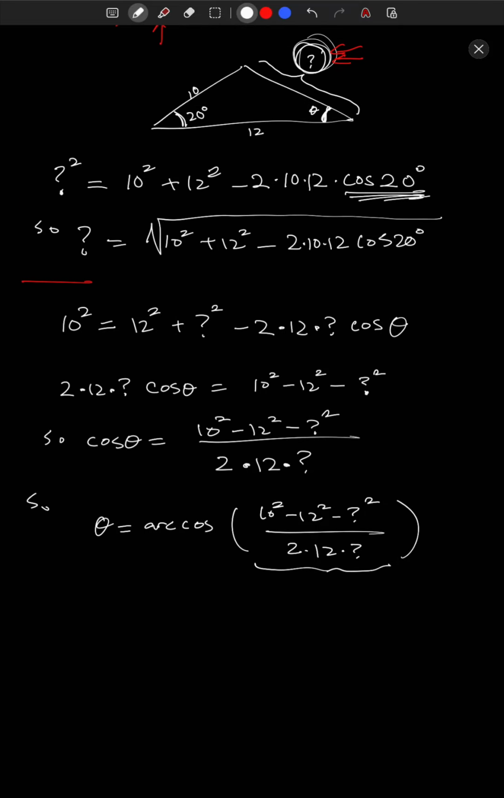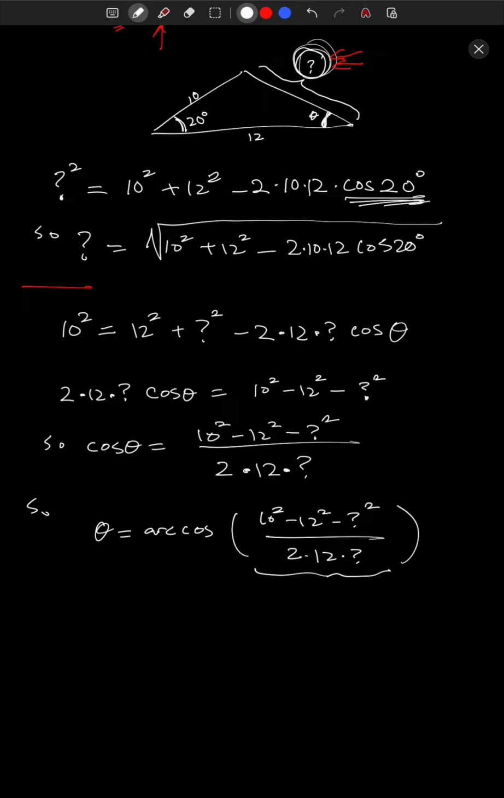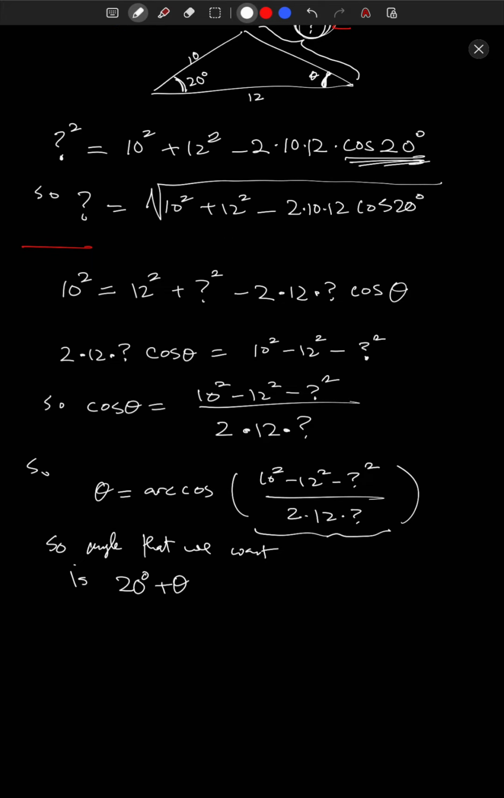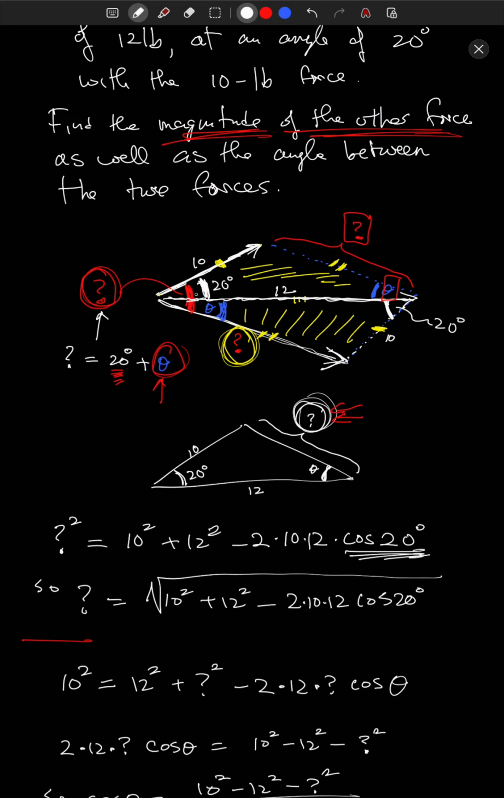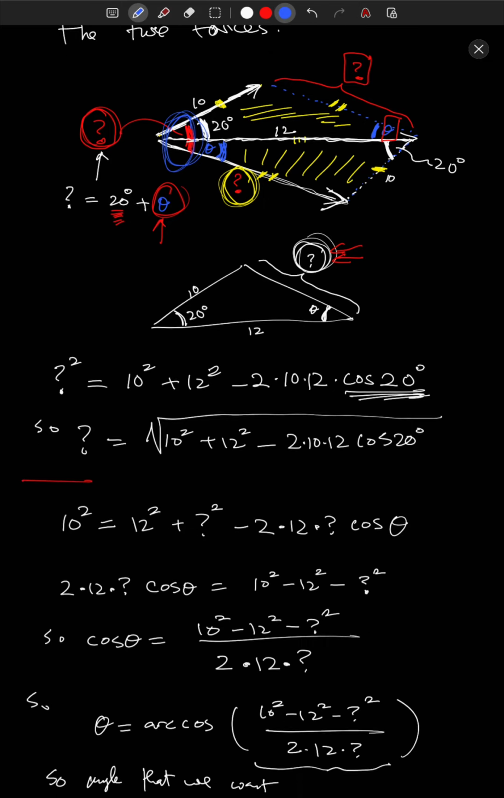One thing to note. I chose to use the law of cosines in order to get this angle theta. Oh, sorry. Let me just write out the final. The angle that we want is 20 degrees plus theta, whatever theta happens to be. Because remember, the angle that we actually want is this full angle here. So it's not just theta.